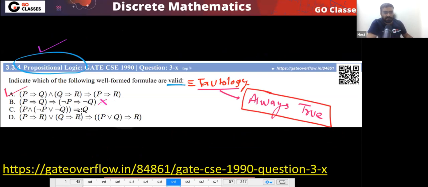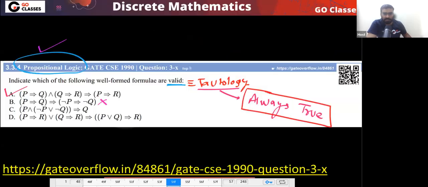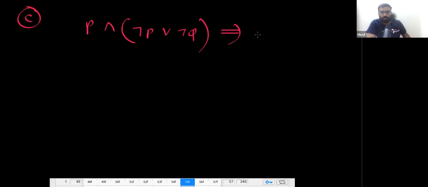What about option C? The best way is by case. Look at option C. You can see that by case is the best method for option C. Option C is P and (negation P or negation Q) implies Q. This is the question. The best method is case.